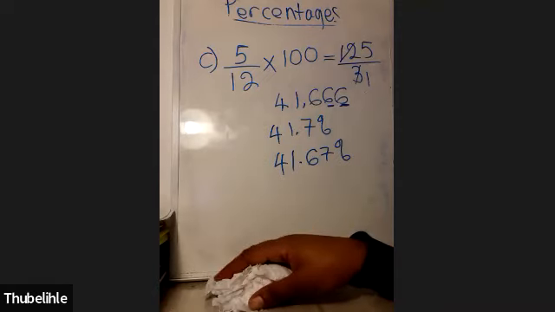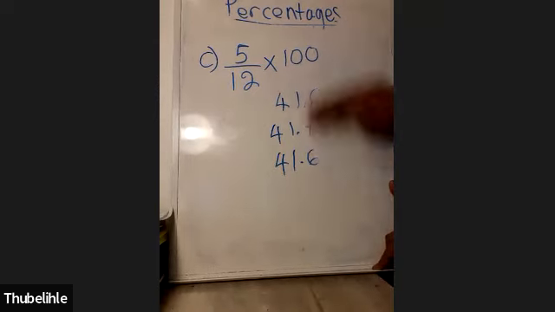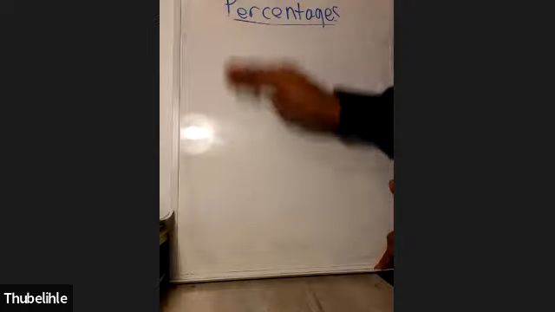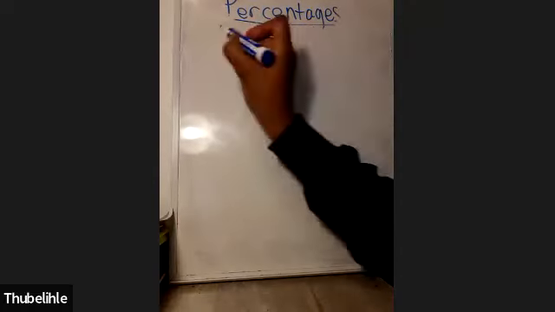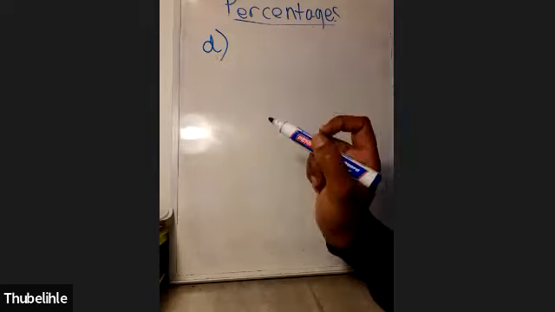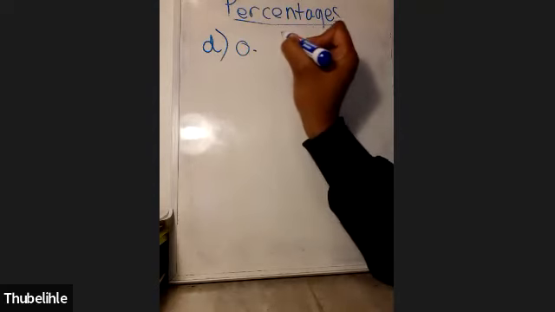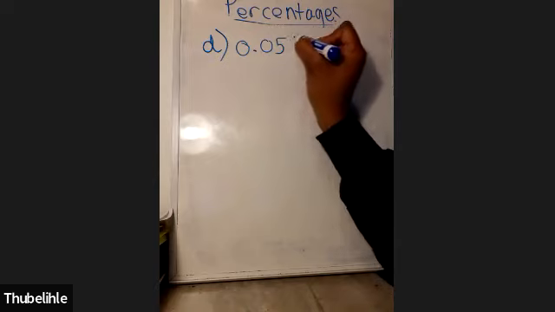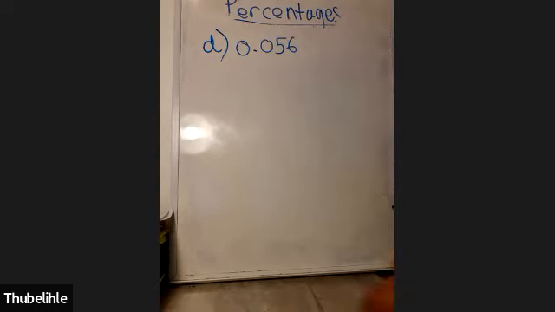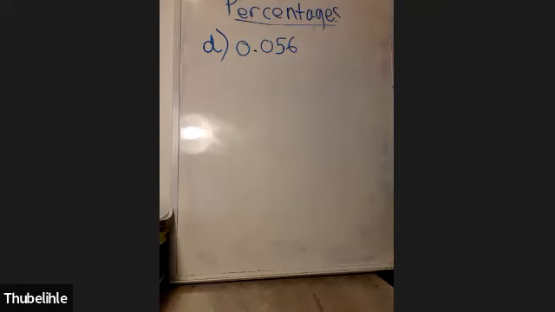Moving on to D, converts to percentages. D is a decimal. Who wants to try and work out D for us to change 0.056 into a percentage? Is Kalani here today? I can try, but I don't know if I'm correct. Okay, Kalani. It's Kelvin.